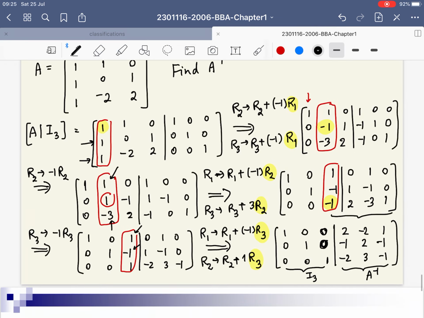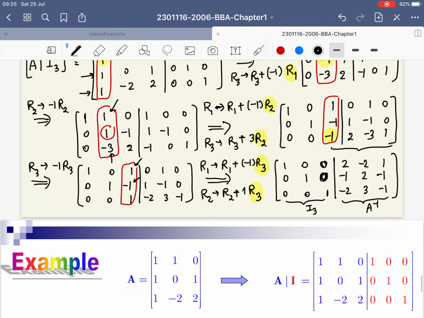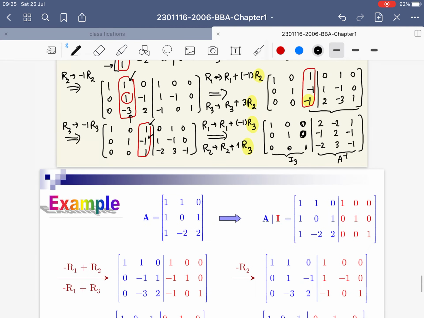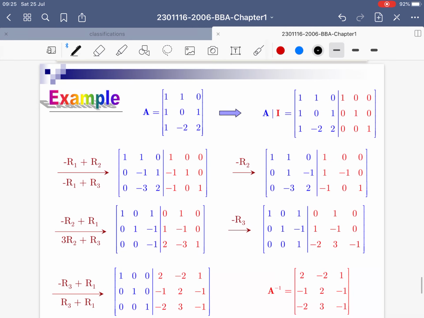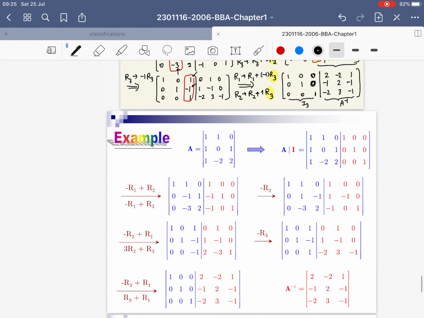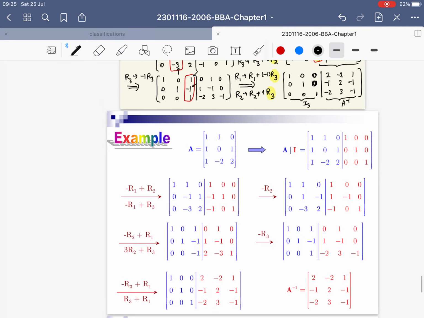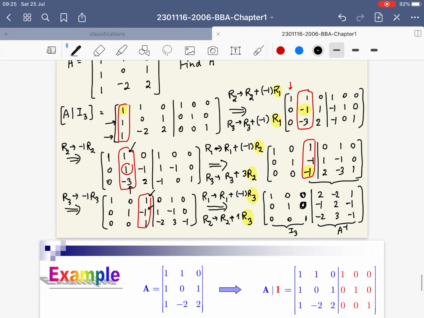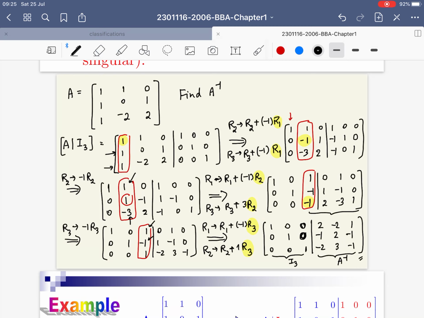Okay. So let me compare whether I did it right or not. Let me just compare with the one that we typed. So the first row is 2, negative 2, 1. The second row is negative 1, 2, negative 1. The third row is negative 2, 3, negative 1. Hey, we did it right. So that's your A inverse.